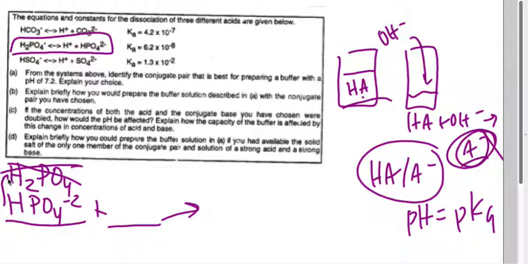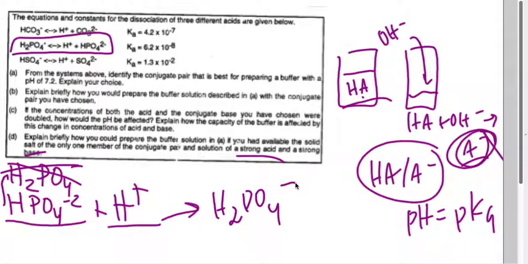If you had available salt of only one member of the conjugate pair and a strong acid or a strong base, what are we going to add? H plus or H3O plus. What does that make then? It makes H2PO4 minus. Everyone see that?